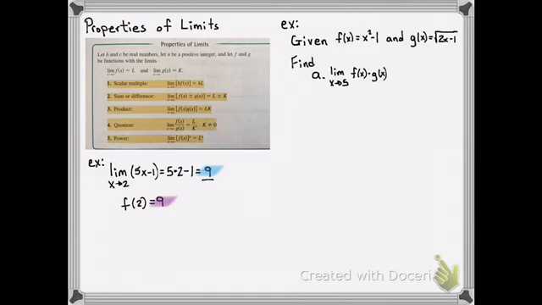Okay, so now we are looking through an example here. Given that f of x and g of x are given to you, we know the two functions. Find the limit as x approaches 5 of f of x times g of x. That's how you would read that. So again, it's not asking you what the y value is.